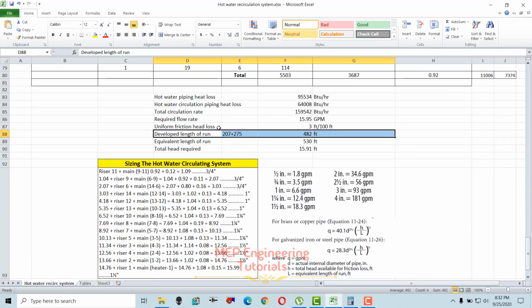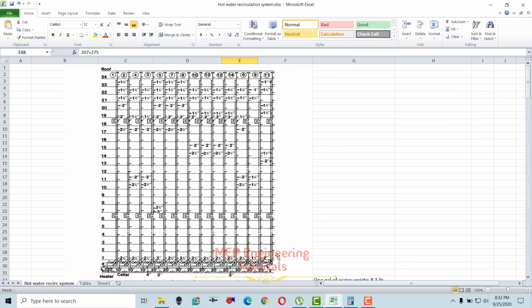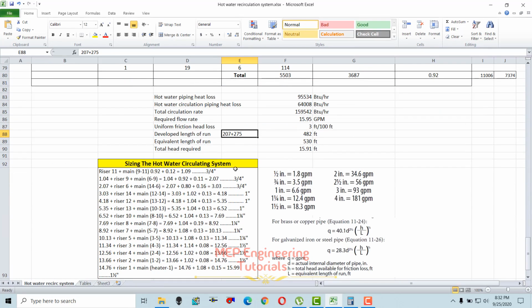If you check from the AutoCAD plan, you can get these lengths, and according to that you write your lengths. This 207 is due to the riser recirculation, and this is for the horizontal piping to the main, from main to the heater. So 207 is due to the riser and 275 is the main piping length. So total is 482 feet, the developed length.